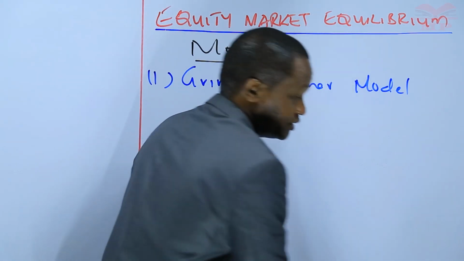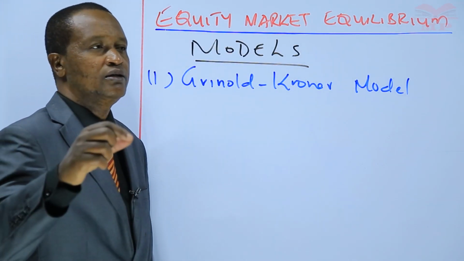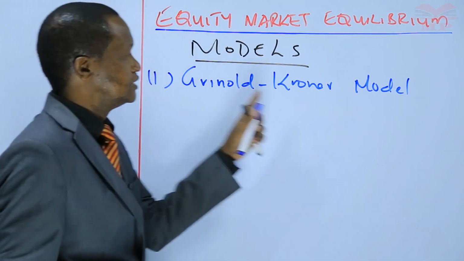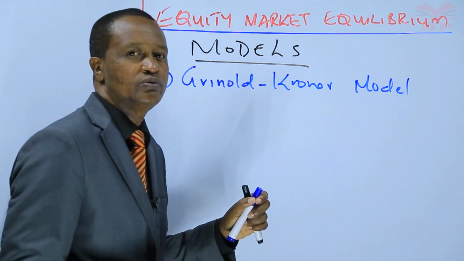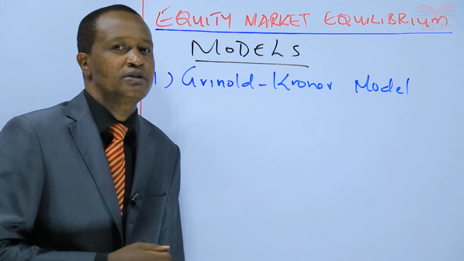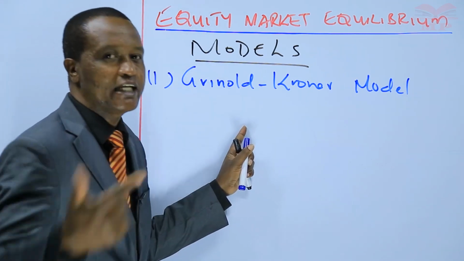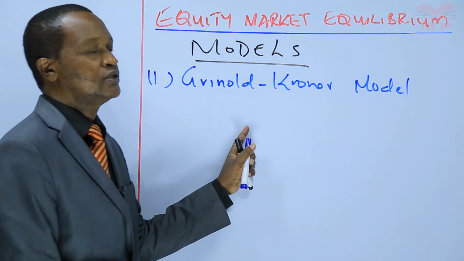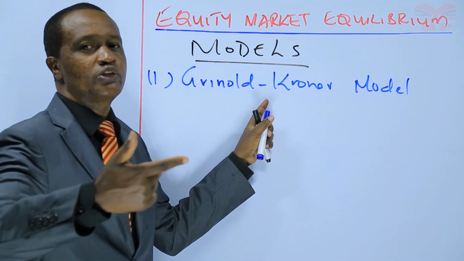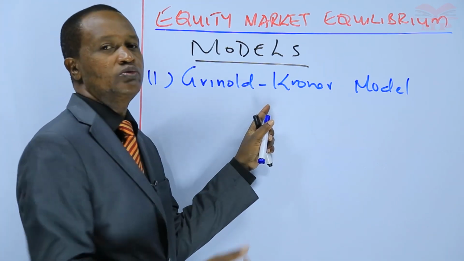Greenwald-Kroner model. Candidates, the men behind this model are Richard Greenwald and Kenneth Kroner. This model, candidates, is used to calculate expected returns for stocks. It can also be used to calculate the returns for a stock index or even the market as a whole.